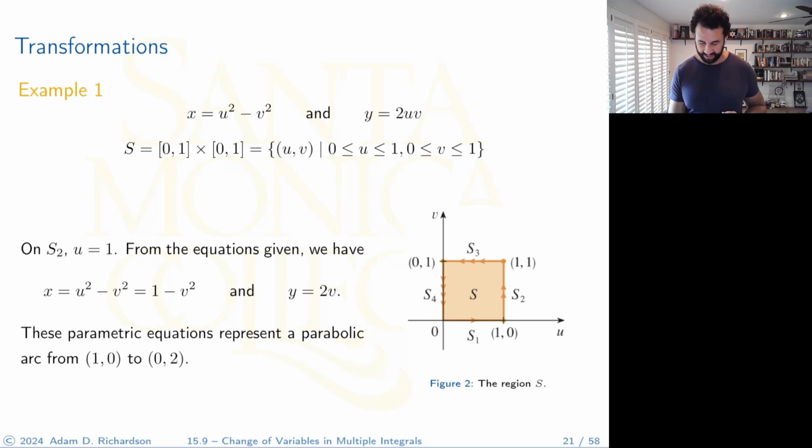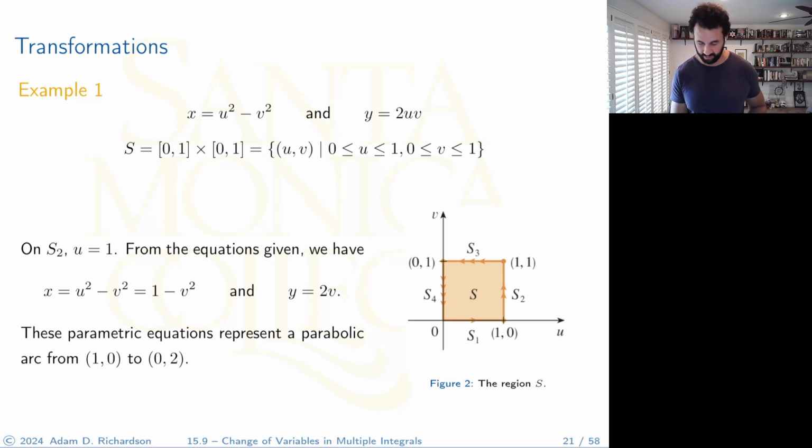So what's happening is this line S2 is getting mapped to a parabolic arc, and the parabolic arc goes from (1, 0) to (0, 2). In essence, this line is getting mapped to a parabolic arc that goes like that, right? And you can test it, like plug in the points. If I plug in v equals 0, then I get x is equal to 1, and over here I get y is equal to 0. Then as you move from 0 to 1, you'll see that this line ends up going like that. So that's what it looks like. It's like a parabolic arc.